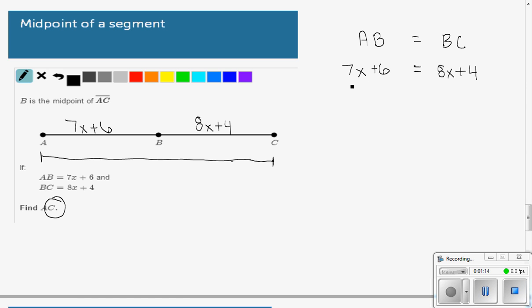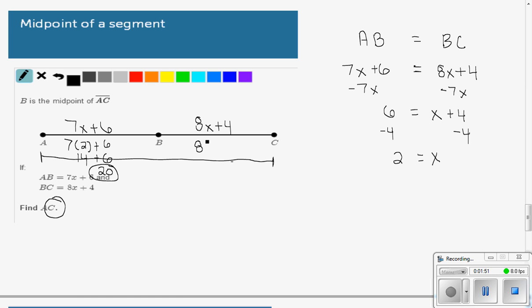So I'm going to subtract 7x from both sides of my equation. I've got 6 equals x plus 4. I can subtract 4 from both sides of my equal sign, which tells me that x is equal to 2. I can now plug that x value in for my expressions. So 7 times 2 plus 6, well 7 times 2 is 14, and 14 plus 6 is 20. So AB would be 20.